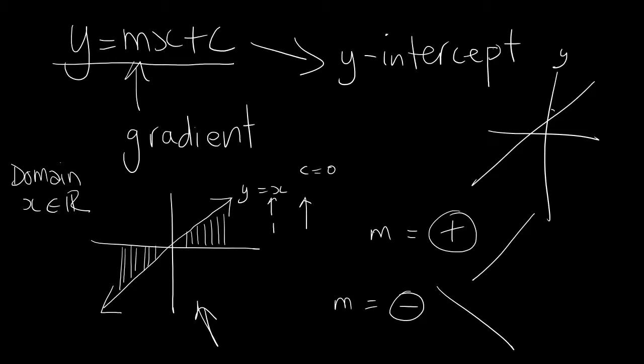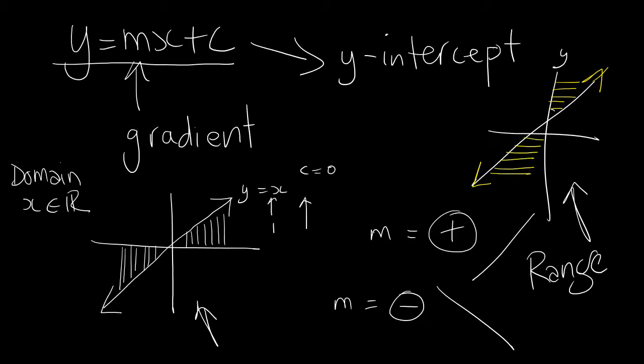Similarly with the y, if I look at this example here, the range is my y values. There's my y values here, and remember this graph goes all the way to infinity. So these are all the y values, all the way to infinity. So therefore, for the range, we say y is an element of real numbers. So that's basically some things that you need to know when it comes to the straight line.